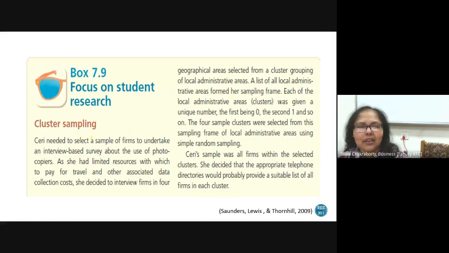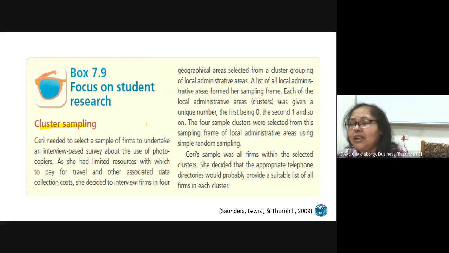Okay, cluster sampling, this is again an example. Siri needed to select a sample of firms to undertake an interview-based survey about the use of photocopiers. Since she had limited resources to pay for travel and other data collection costs, she decided to interview firms in 4 geographical areas selected from a cluster grouping of local administrative areas. A list of all the local administrative areas formed her sampling frame.